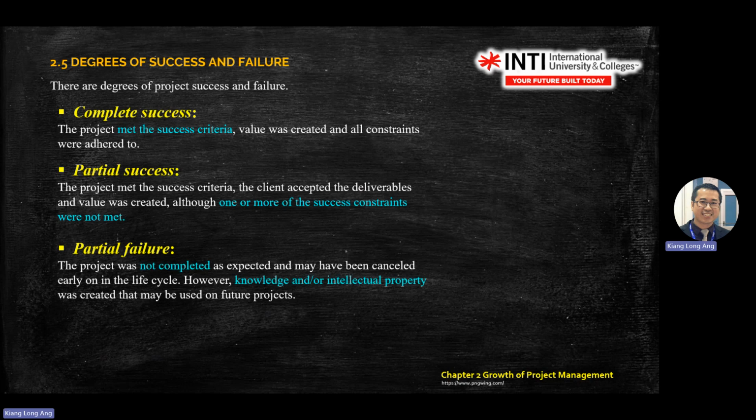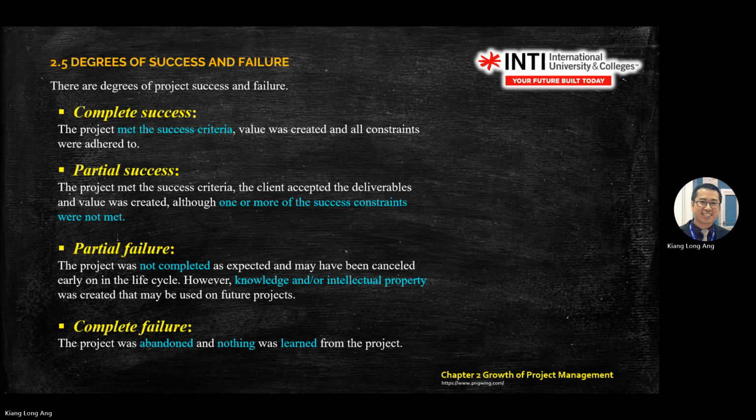Okay. Success has a few degrees of project success and failure. Here are 4 phrases. Either you have complete success or complete failure. These are the 2 extreme ends, right? Then in the middle, you have partial success and partial failure. So you play with the amount of the criteria. The criteria are cost, time, and quality. You play with this, and then the rest you read.